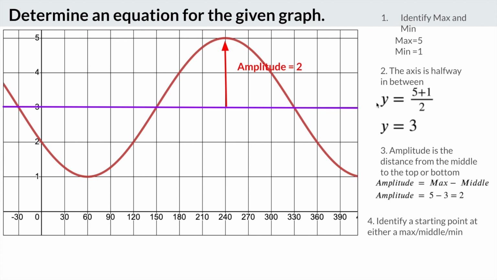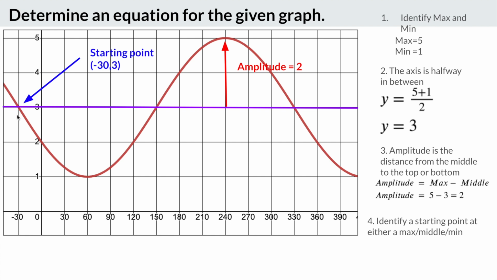In order to do horizontal transformations, I need to pick a starting point. Now the starting point can occur at the top, at the bottom, or at the middle. And if I'm not told what type of equation I need to give, sine or cosine, then I can pick any of them as a starting point. If I need a cosine function, I need to start either at the top or at the bottom. If I have a sine function, I need to start somewhere on the axis or in the middle. The starting point that I chose is over here at (-30, 3), so it's at the middle.